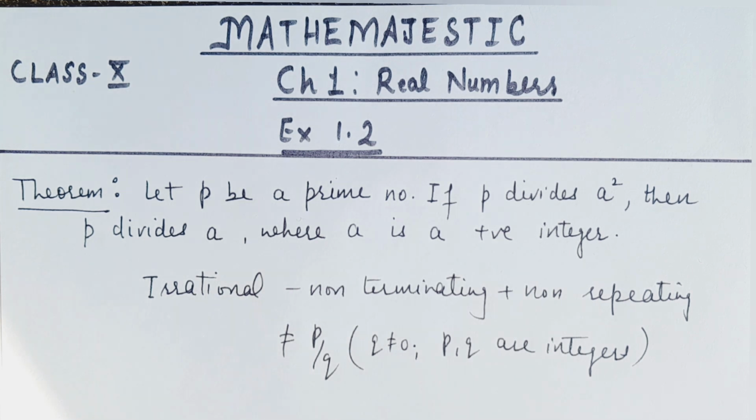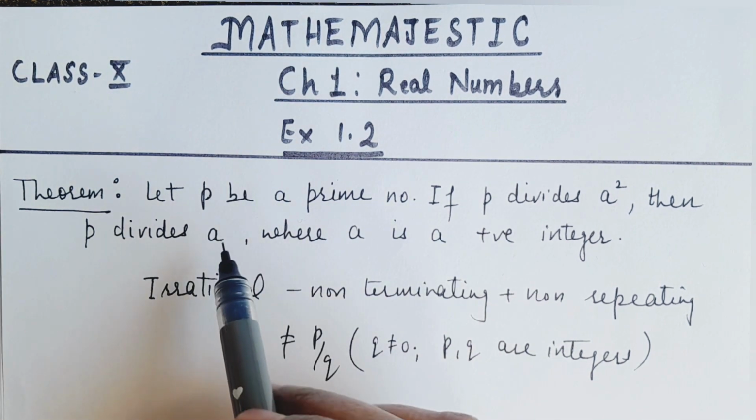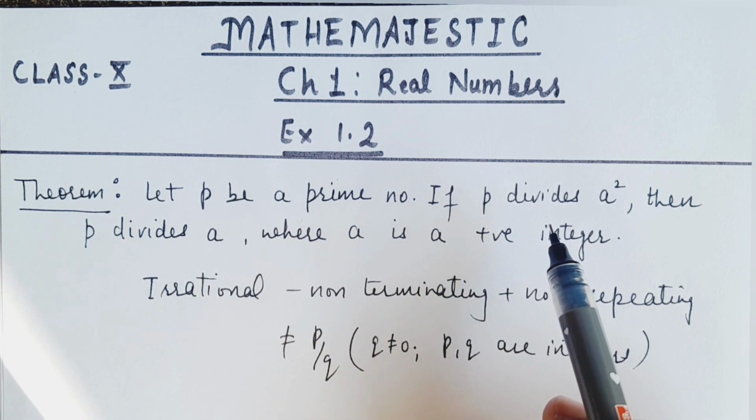Now we will prove the irrationality of these numbers. We will take the help of the fundamental theorem of arithmetic, which we have done in the previous exercise. If you have not seen that video, I will send the link in the description box. First go through that video, then you will get a better idea of the concept. With the help of the fundamental theorem of arithmetic, we will prove a theorem that will be helpful to prove irrationality.